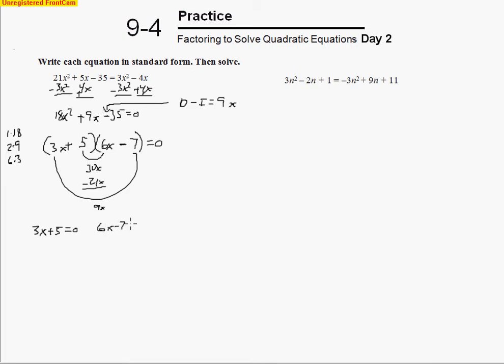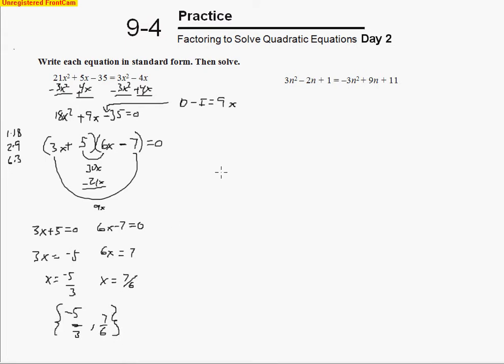And so when I do that, I've just got some opposite operations. Move the 5 over, so that changes it to its opposite sign, and then divide by 3, and so I end up getting negative 5/3 as one of the values. Over here I have to add the 7 to both sides, and then divide by 6, and I end up getting 7/6. So negative 5/3 and 7/6 are the two x-intercepts.